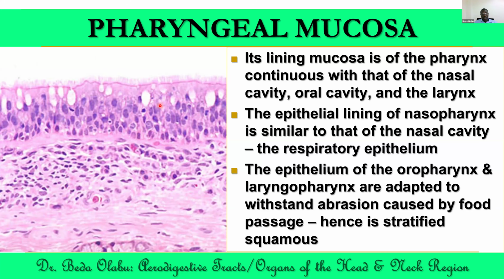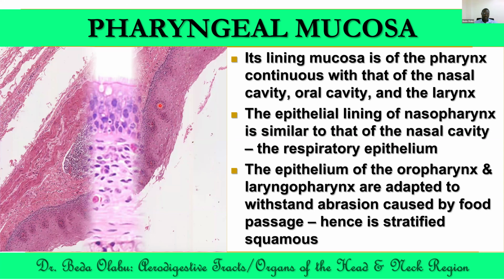The epithelium of the oropharynx and the epithelium of the laryngopharynx are adapted to withstand abrasion caused by food as we swallow. And for that reason, those regions will be lined by stratified squamous, non-keratinizing epithelium, just like what we see in the esophagus. So it has stratified squamous epithelium to withstand friction or abrasion caused by food.